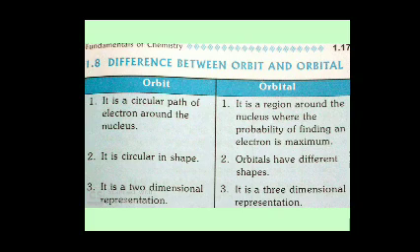An orbit is a two-dimensional representation that depends on only two axes, x and y. An orbital is a three-dimensional representation that depends on the x, y and z axes. An orbit is a circular path of the electron around the nucleus, while an orbital is where the electron finding probability is maximum around the nucleus. An orbit is circular in shape, while orbitals are present in different shapes: s spherical, p dumbbell, d double dumbbell.